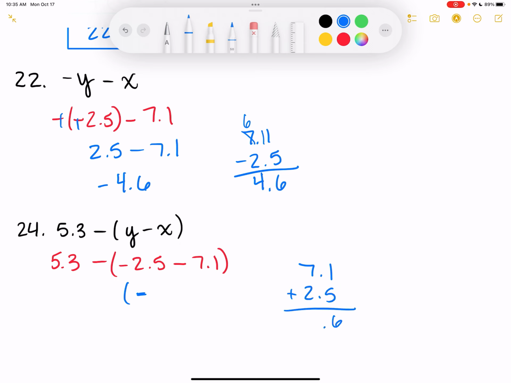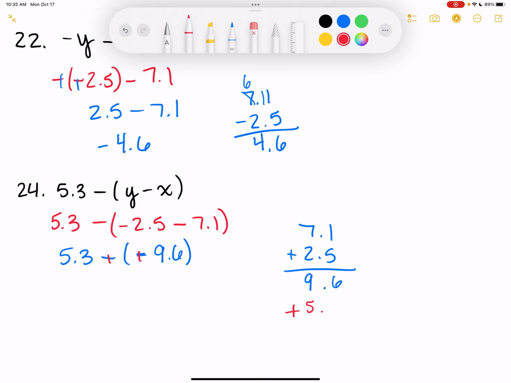So 6, decimal point, and that's 9. So negative 9.6. So I have 5.3 minus a negative 9.6. So what does that mean I need to do? Add them. So the double negative becomes positive. So I can just go over here and stack again. So add 5.3. 6 plus 3 is 9. Bring down the decimal point. 9 plus 5 is 14. So 14.9, and then both numbers were positive, so it stays positive.